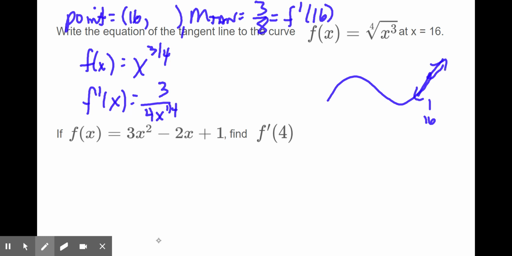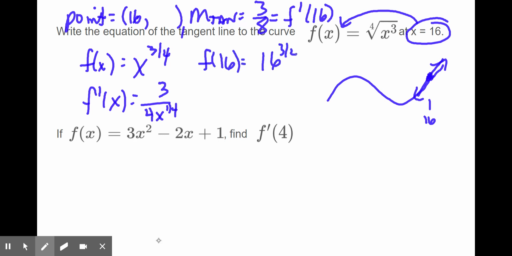Here's my tangent line. Now, the nice part about this is that, remember, the line and the curve share the point in common, right? We talked about that. The line and the curve both share this point in common. It's called the point of tangency. So if I need a y value for the 16, I can just take the 16 and plug it into f of x, and it should give me a y value for it. So f of 16 is 16 to the 3/4.